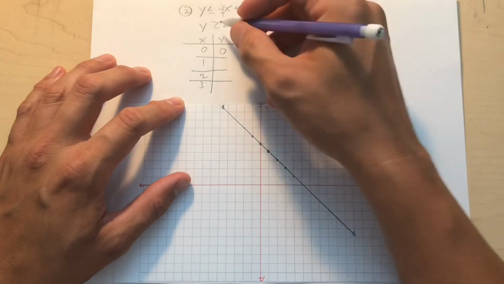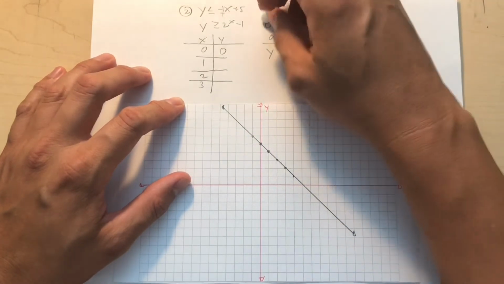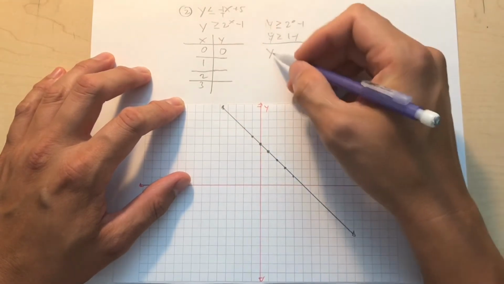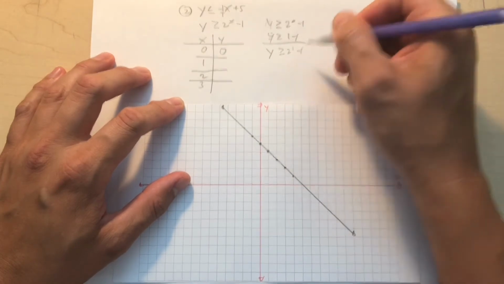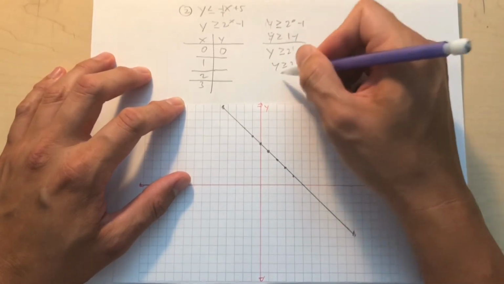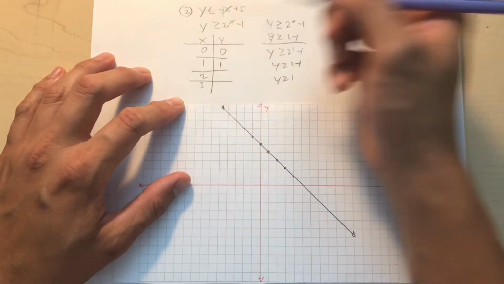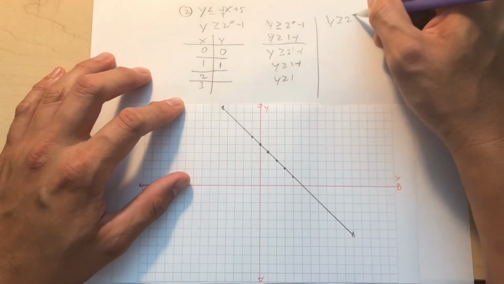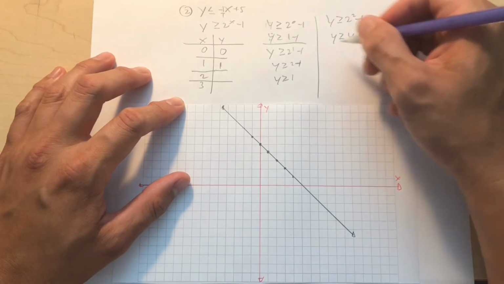Plug in 1 in there. So I'm gonna have y, oops, my bad, what am I doing here? This is our y. So I'll put a y, so I put a 1 in there, so y is greater than or equal to 2 to the 1 power minus 1, 2 minus 1, y is greater than or equal to 1. That's 1 right there, so plug in 2. So y is greater than or equal to 2 to the second power minus 1, y is greater than or equal to 4 minus 1, that would give me 3.